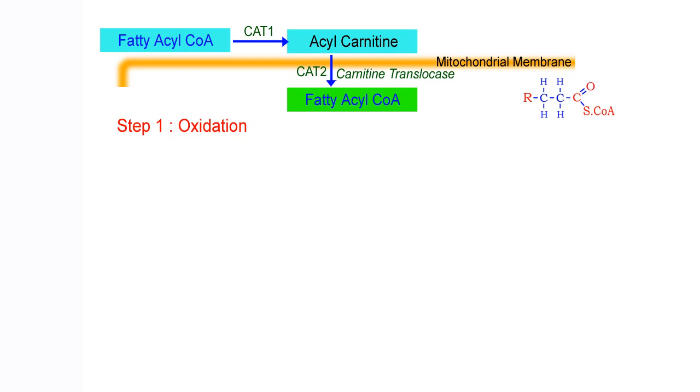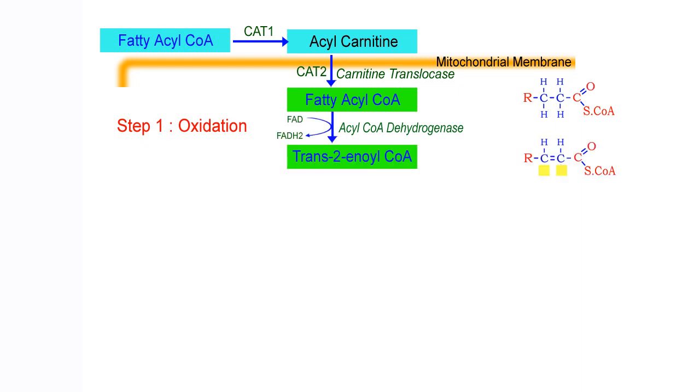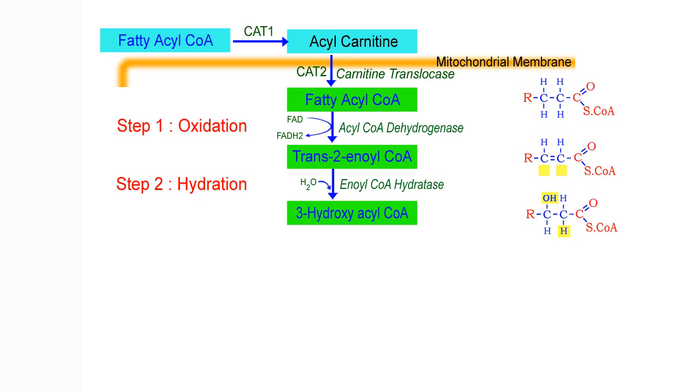In the first step, the enzyme acyl coenzyme A dehydrogenase oxidizes the molecule of acyl coenzyme A into trans-2-enoyl coenzyme A. In this process, it removes the hydrogen from the second and the third carbon, and a molecule of FADH2 is produced. In the second step, the enzyme enoyl coenzyme A hydratase adds a molecule of water across the double bond to form 3-hydroxyacyl coenzyme A.